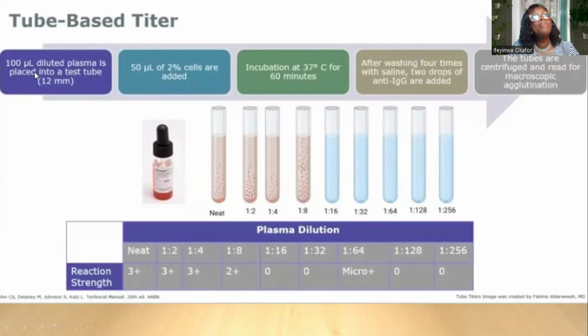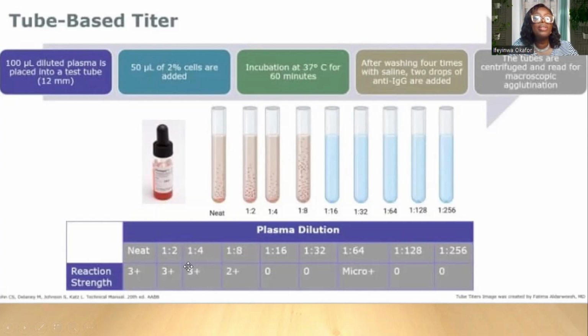Now, 100 microliter diluted plasma is placed into a test tube. 50 microliter of 2% cells are added, incubated at 37 degrees for 60 minutes. After washing 4 times with saline, 2 drops of anti-immunoglobulin G are added. The tubes are centrifuged and read for macroscopic agglutination.